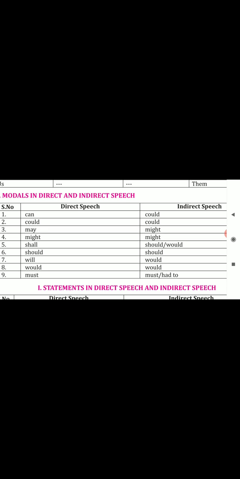And then shall becomes should or would. So should can be used as the same should in indirect speech also. So will, this modal verb, in indirect speech becomes would, and then would we can use the same in indirect speech also. So must we can use in indirect speech as must or sometimes had.